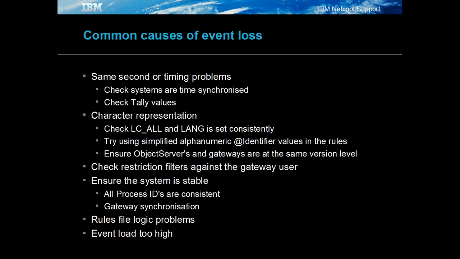The common causes of event loss are character issues in the identifier caused by locale problems, and gateway problems caused by inconsistent server name and server serial values. Other causes include filters preventing event forwarding, event deletion, active primary-only triggers, active triggers on all but the primary object server, rules file problems, and event loads preventing normal behavior.